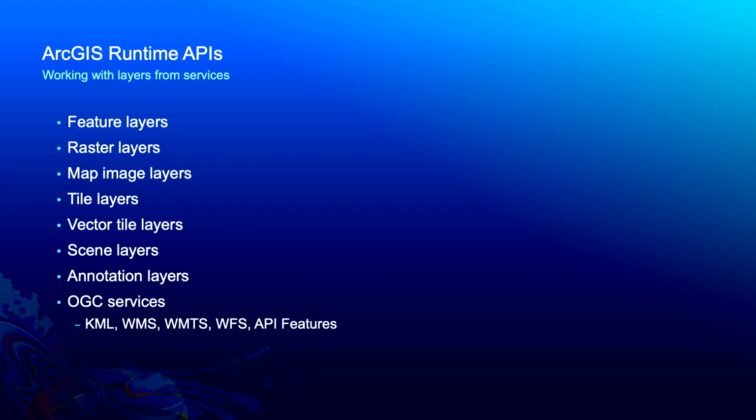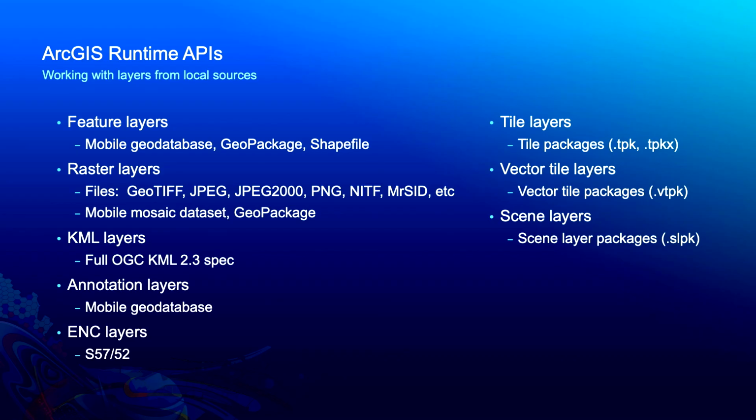All of the layer types that JavaScript supports are supported by Runtime. They're just tapping into these web services, pulling the data down, and then rendering it and working with it on the client. But Runtime leverages the power of the native device, so it has additional functionality that's only available to Runtime. So feature layers, mobile geodatabase, geopackages, shapefiles, a whole array of raster formats, KML, annotation layers, ENC layers, package layers. They're all supported by Runtime and allow you to work in a disconnected environment.